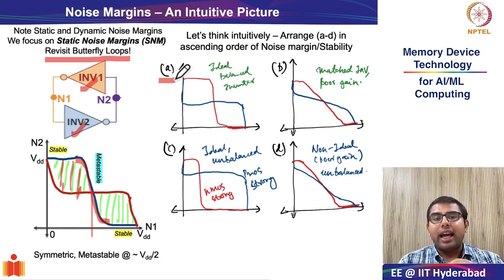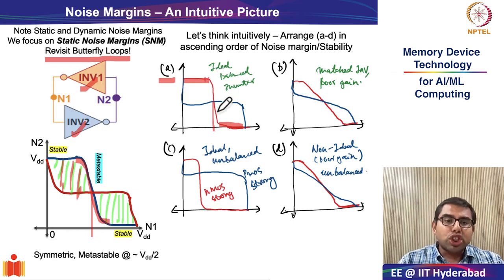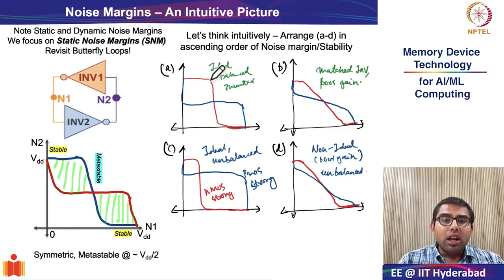In figure A, I have constructed an SRAM cell using 2 inverters which are balanced and ideal. By ideal, I mean they have very high gain. I just described what a balanced inverter is. A balanced inverter is where the strength of the PMOS and NMOS is almost identical, and therefore the transition is happening at VDD by 2. What is the meaning of ideal? It means it has high gain. High gain means the slope of the transition is very, very sharp.